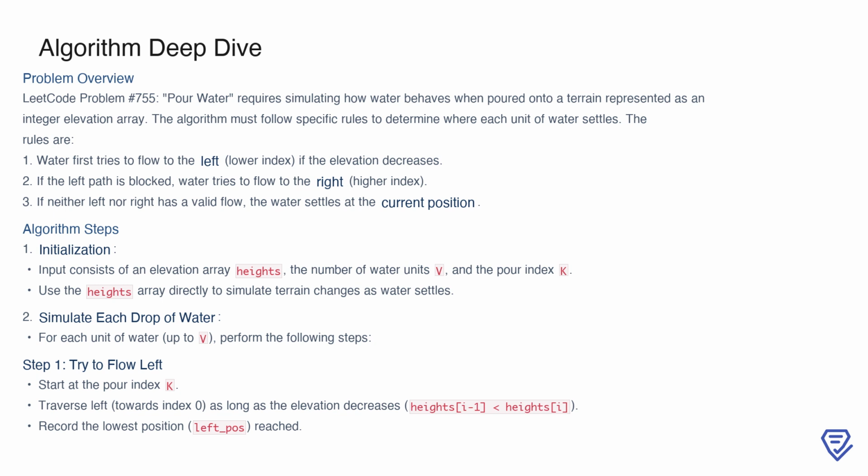To achieve this, we initialize the input variables: an elevation array heights representing the terrain, a value v for the number of water units to pour, and an index k where the water starts pouring. For each unit of water, we simulate its movement and update the terrain directly in the heights array to reflect the changes as the water settles. The simulation involves sequentially applying these rules to determine where each unit of water ends up.